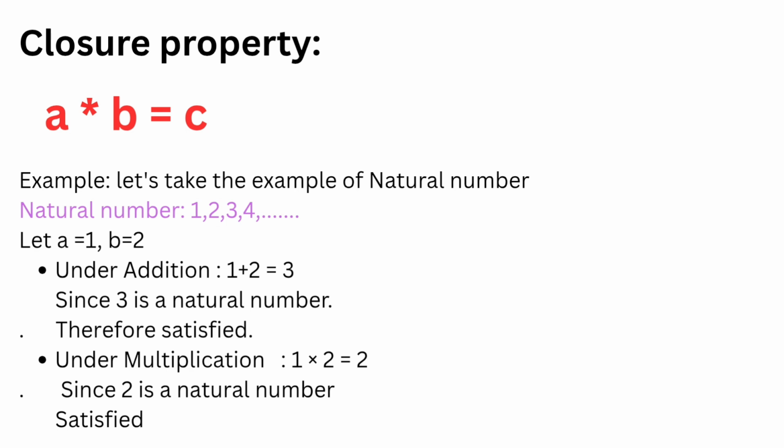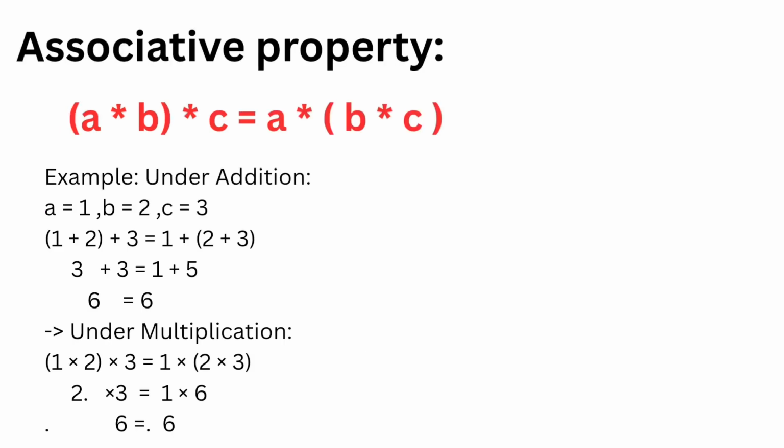Taking the example of natural numbers here. As we know, natural numbers are 1, 2, 3, and so on. Let us take A equals 1 and B equals 2, which also belongs to natural numbers. As we can see here, under addition, 1 plus 2 equals 3, where 3 is also a natural number. So therefore it is satisfied. Under multiplication, 1 into 2 equals 2, and 2 is also a natural number, as we can see here.